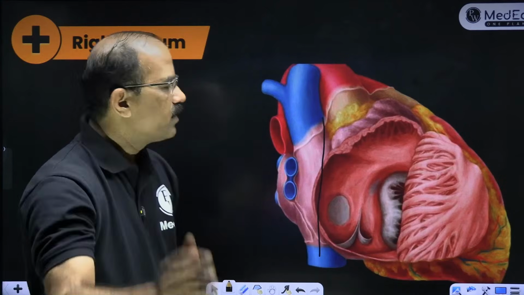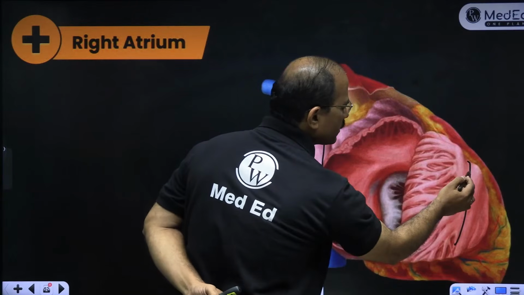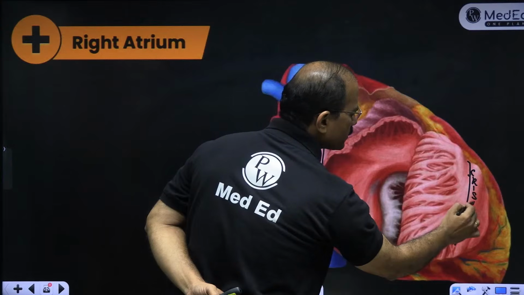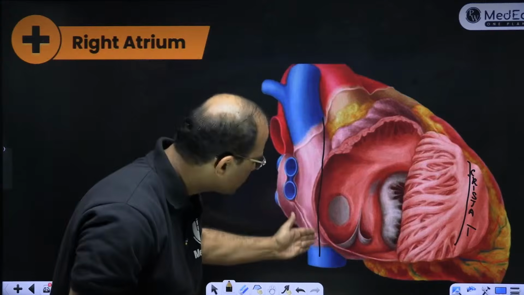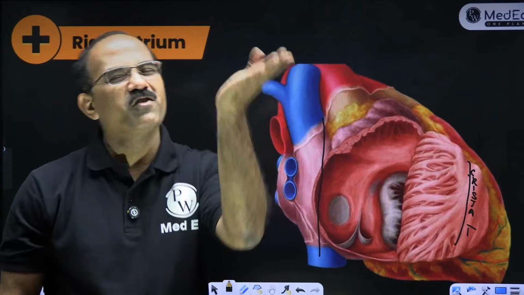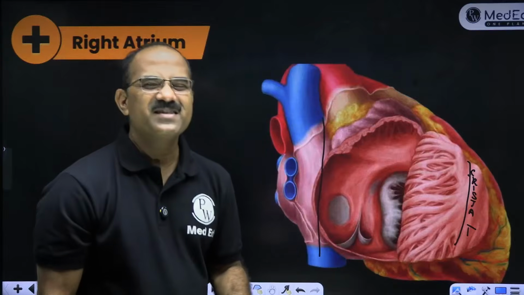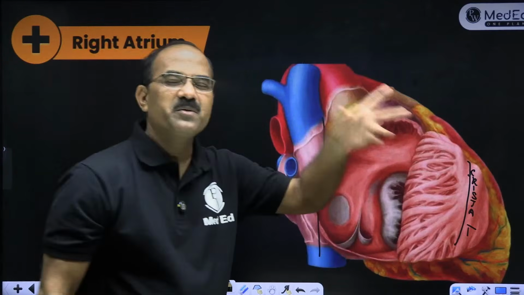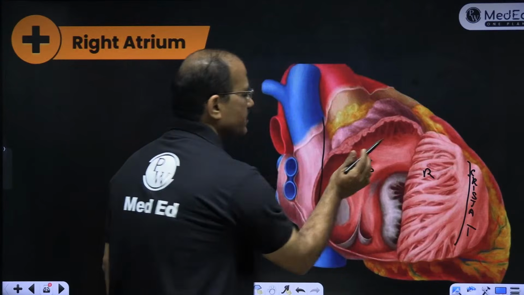Yes, Swapna. The same line from inside, what is this known as? Crista. Its name is crista terminalis. So from outside it is the sulcus terminalis, and the same line from inside is known as the crista terminalis. Now this crista terminalis divides the right atrium into two parts. This is the rough part and this is the smooth part.